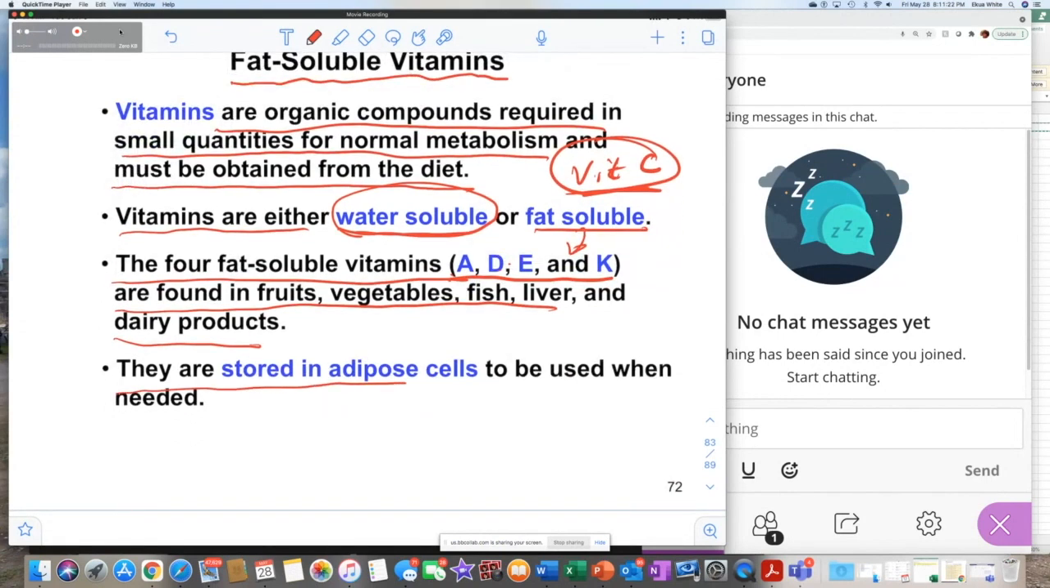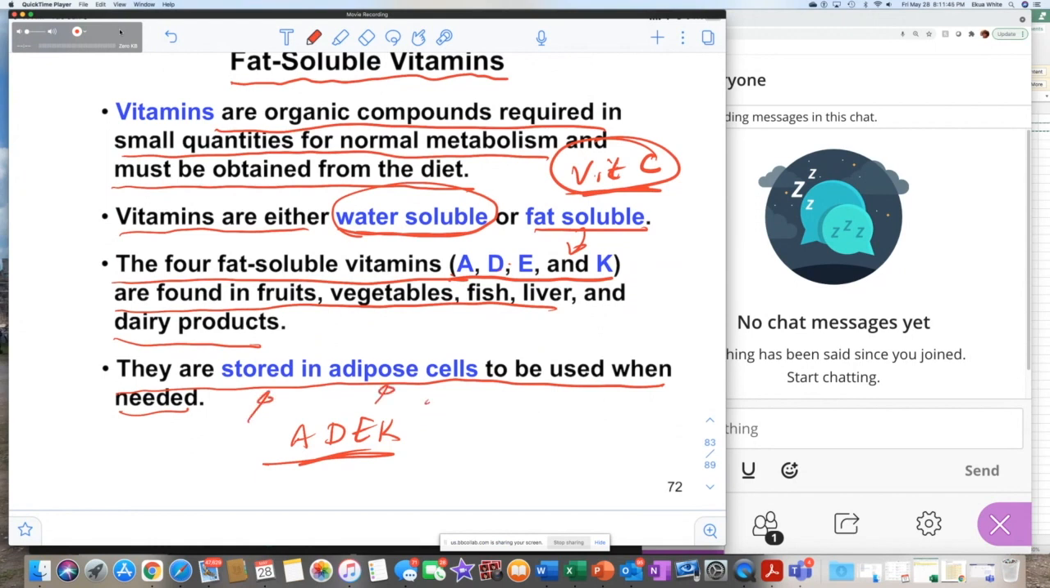Okay, these are stored in adipose cells to be used when needed. Here's the issue. Vitamin A, D, E, K. When you find these bottles at Walmart, they usually come with a warning: consult your physician before you start taking these. And you can't just take whatever amount you want. You want to be very careful with these. Why? Any excess you take is stored in your fat cells.